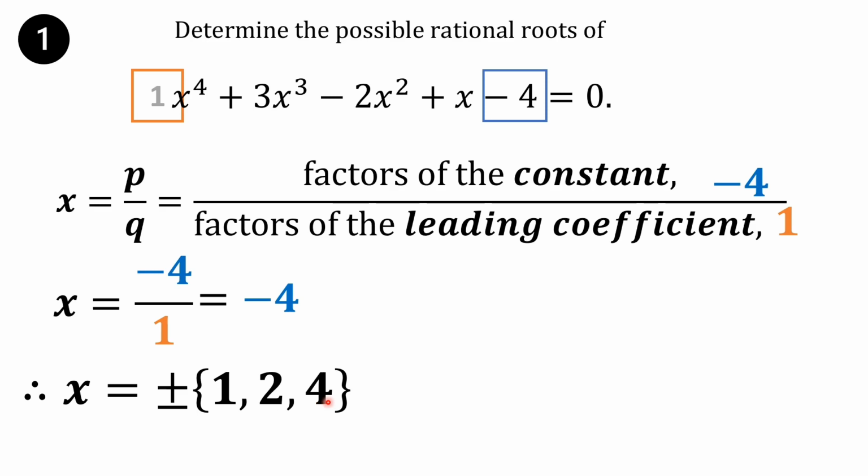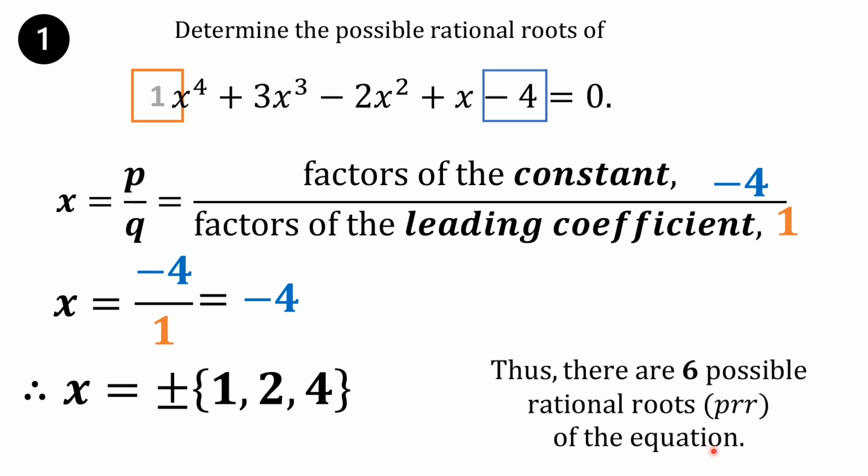Counting all the possible rational roots, there are 6 possible rational roots or PRR of this equation, because there are positive and negative of 1, 2, and 4. So that is 3 times 2 is equal to 6.